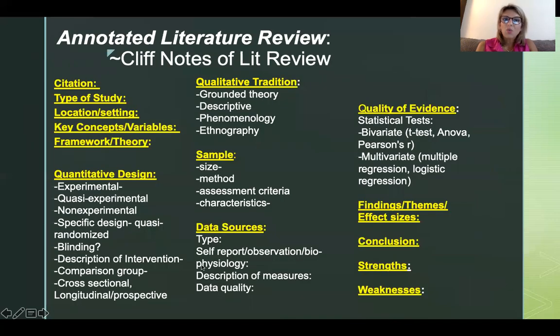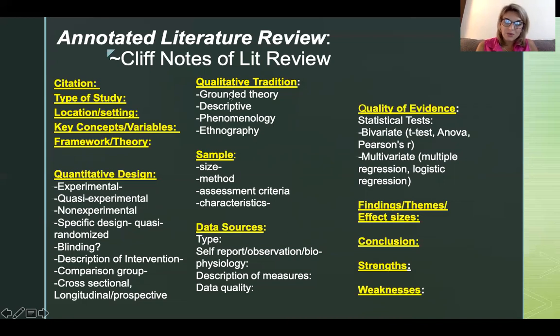Okay, so what we asked you to do in terms of the literature review last week during your group work was do an annotated literature review. And all that means is it's like a condensed version of a literature review. An actual literature review is a long written out paper that really summarizes different things within the article. When you do the annotated version, it's basically the Cliff Notes.